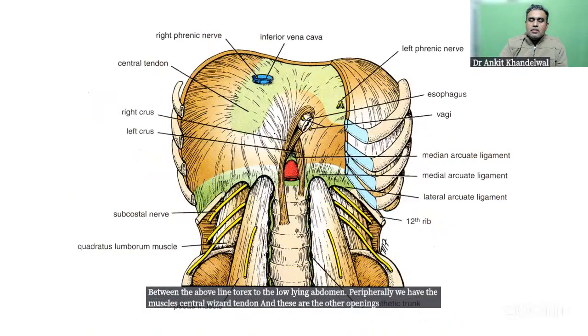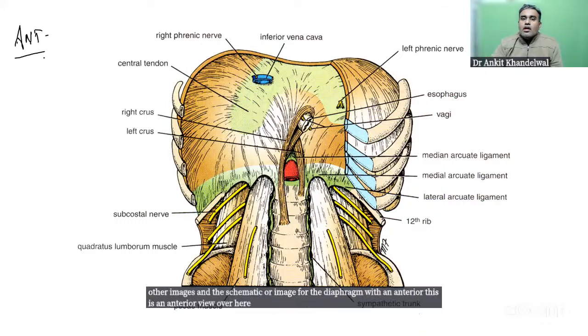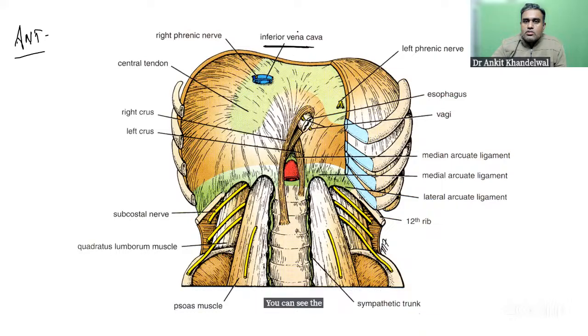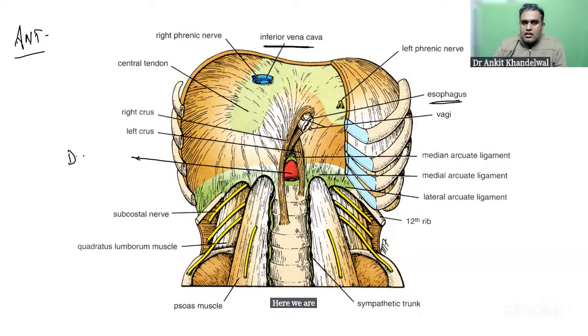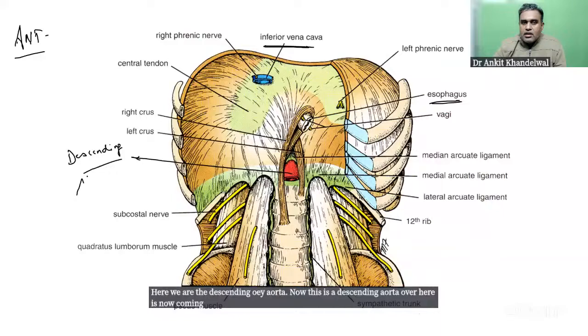Let us see some other images. Another schematic or image for the diaphragm with an anterior view. This is an anterior view over here. You can see the IVC to the right of midline. You can see the esophagus to the left of midline, and somewhere posteriorly we have the aorta. Here we have the descending aorta. Now this descending aorta is coming down into the abdomen, so we can call it the descending abdominal aorta once it passes through the diaphragm.